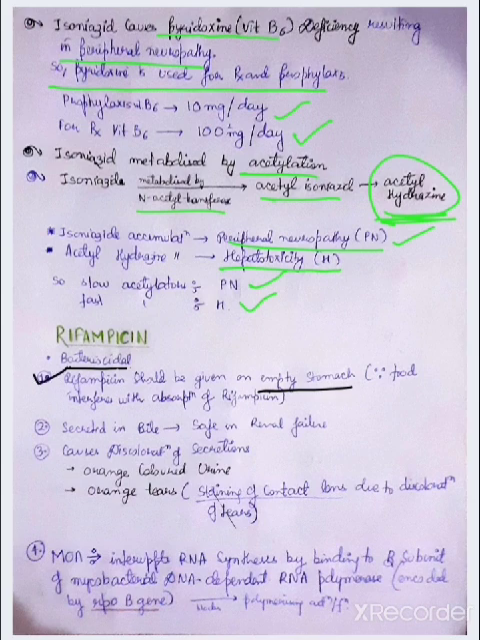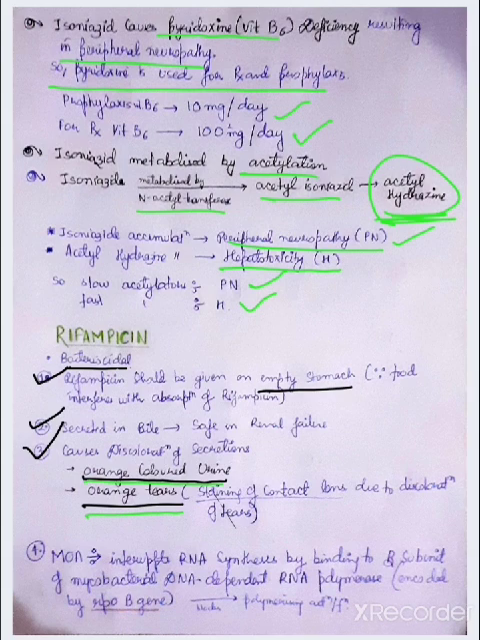Second, rifampicin is secreted in bile, so it is safe in renal failure. Third, it causes discoloration of secretions, very important. Orange colored urine and orange tears are present. That's why there is staining of contact lenses due to discoloration of tears.